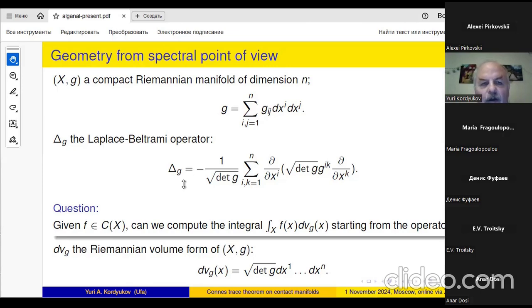And we want to study the following question. Suppose we have a continuous function on a manifold. How can we compute the integral of this function with respect to the Riemannian volume form given by this formula, starting from the operator? Nothing more.